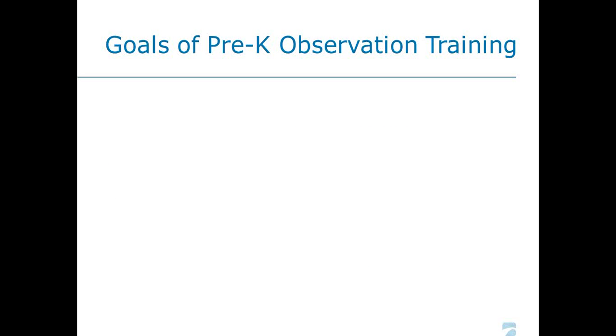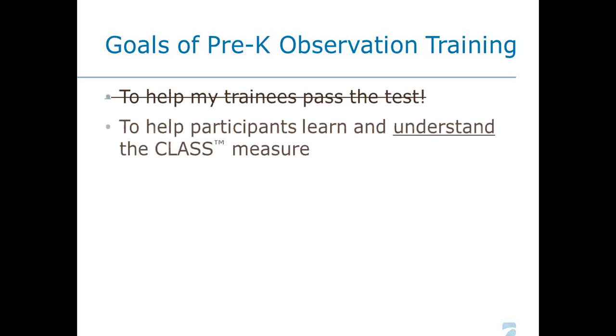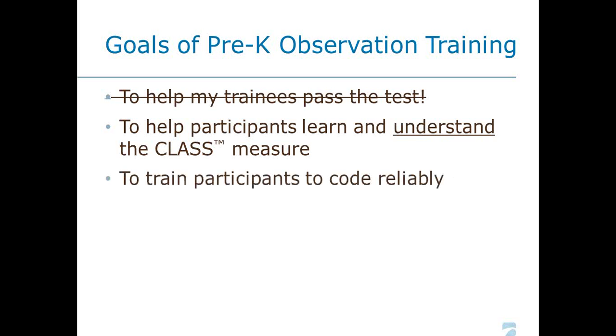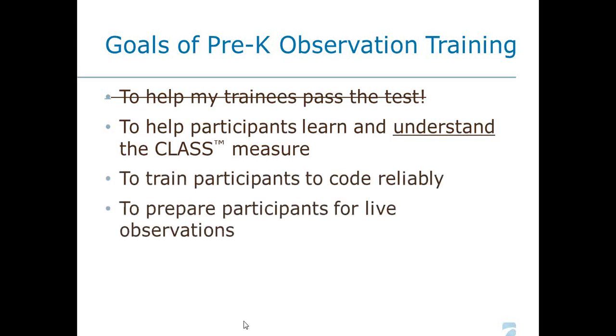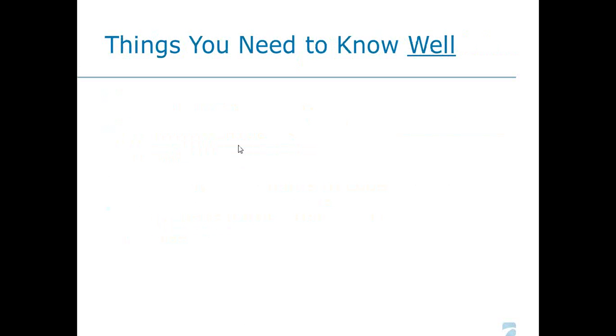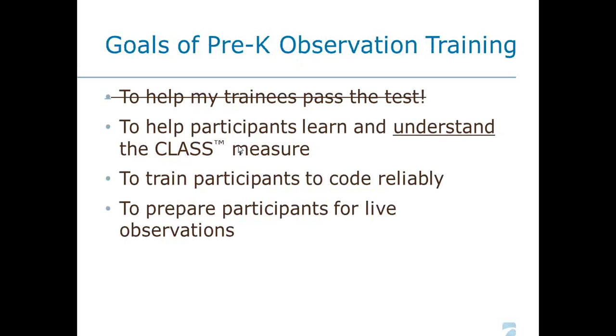So some of our goals for pre-K observation training include help my trainees pass the test. No, not really. What we really want to do is to help participants learn and understand the CLASS measure. We would like to train the participants to code reliably. We also want to prepare the participants to use live observations out in the field.